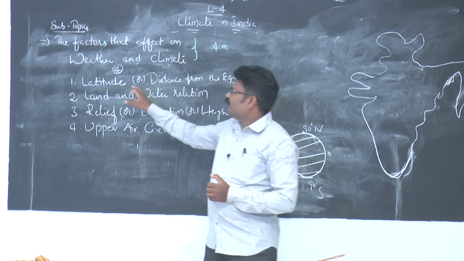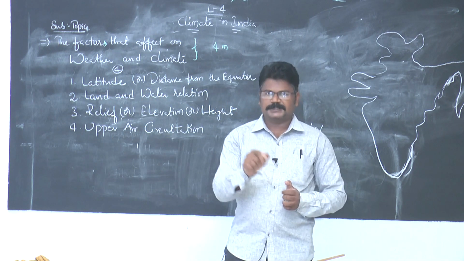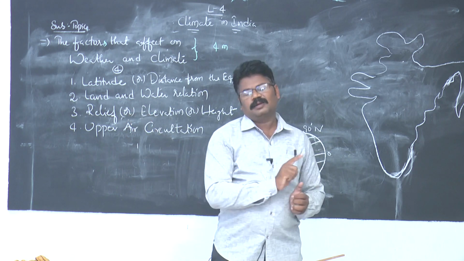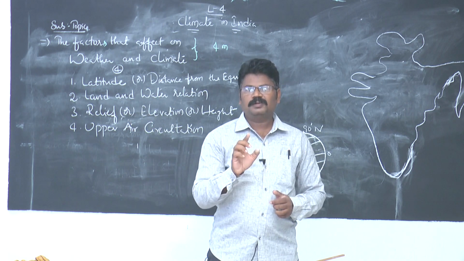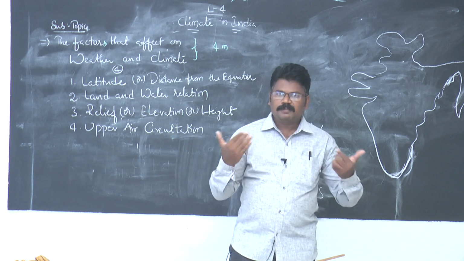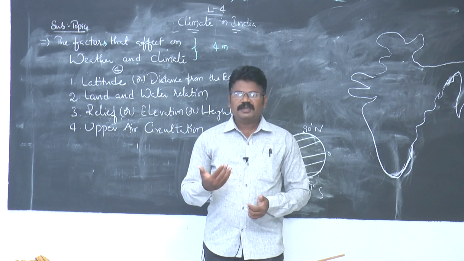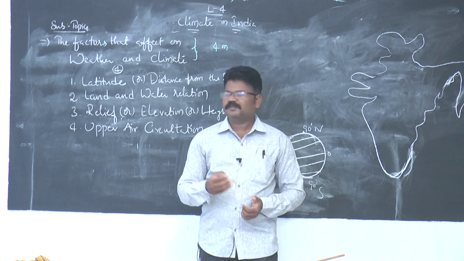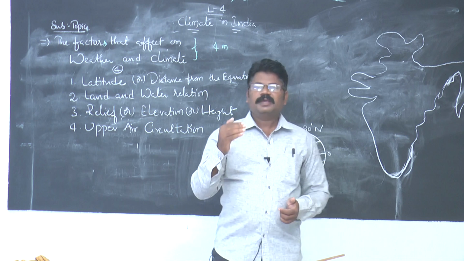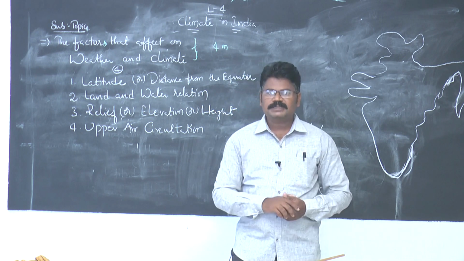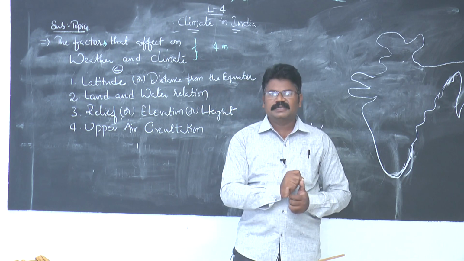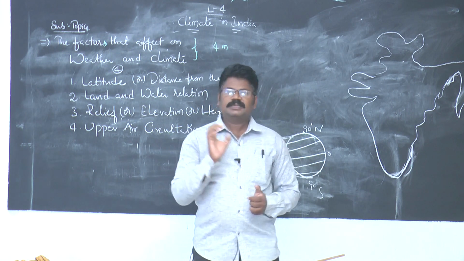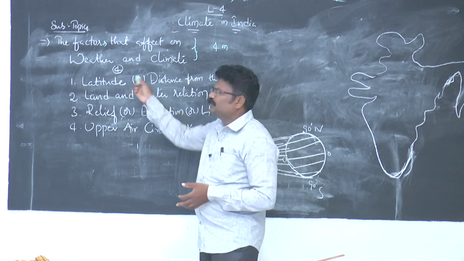The lines which are drawn horizontally on the globe or on the map are called latitudes. With the help of latitudes, we get some benefits. Let me say the first one: with the help of latitudes, we can find the location of the place, and the second advantage is to know the local temperature of the place. That is the advantage of latitude.